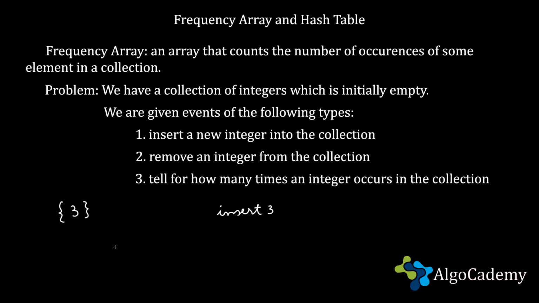Then my boss calls me again and says, you know what? I want you to also insert me the integer 5 into the collection. So the next event is insert 5. Cool. This is what I'm going to do, right? I'm going to insert 5. Now my collection consists of the integers 3 and 5. Of course, you can imagine this as an array or a list, doesn't matter. My boss calls me again and tells me, I want you to insert again the integer 3 into the collection. So insert 3 into the collection. What am I going to do? Of course, it doesn't matter that 3 already exists in the collection.